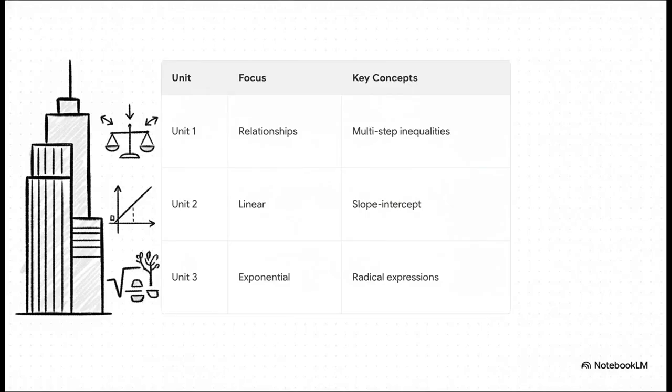So these first 3 units, they're basically the lower floors of our skyscraper. Students ascend pretty rapidly from basic multi-step inequalities and formulas in Unit 1, right up through slope-intercepts and systems of equations in Unit 2. And by Unit 3, the complexity just scales incredibly fast, demanding they navigate exponential relationships, radical expressions, and even rational equations.